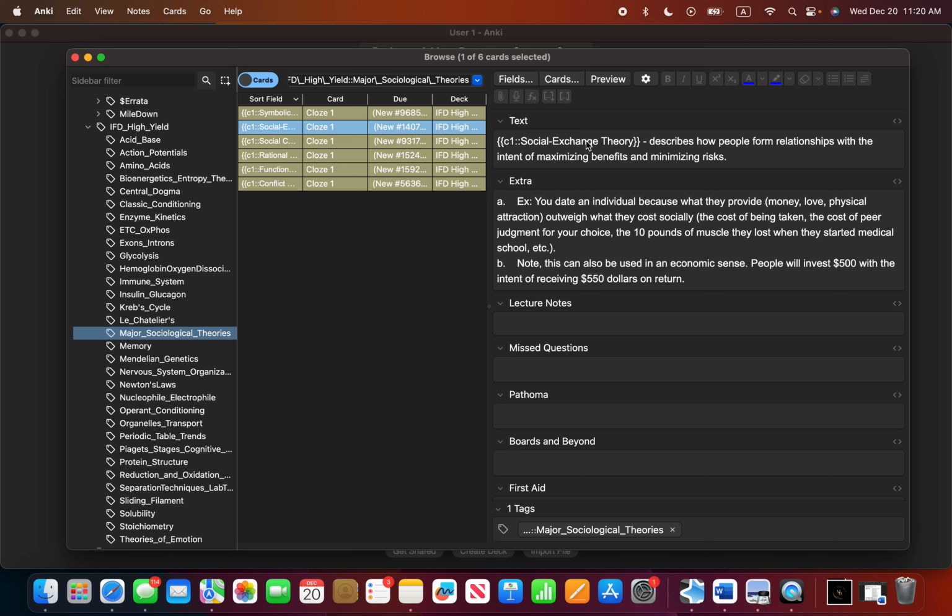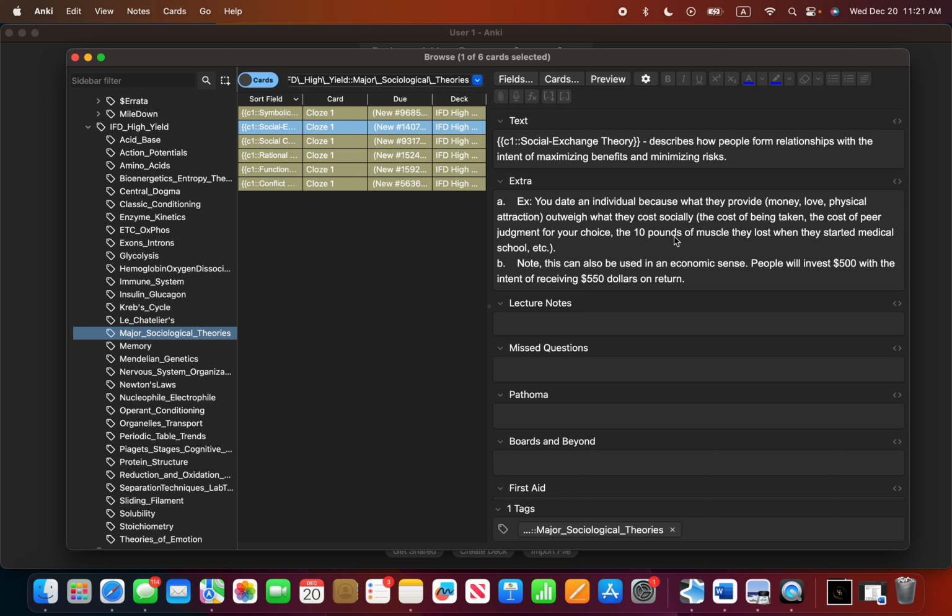It describes how people form relationships with the intent of maximizing benefits and minimizing risks. Kind of relates to status. So you want to maximize benefits. So you form relationships with the intention of maximizing benefits and reducing risks. For example, you date an individual because what they provide, money, love, physical attraction, outweighs what they cost socially, the cost of being taken, the cost of peer judgment for your choice.